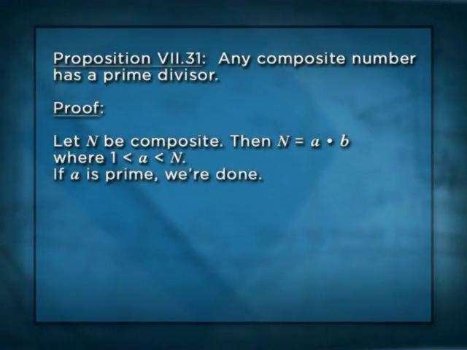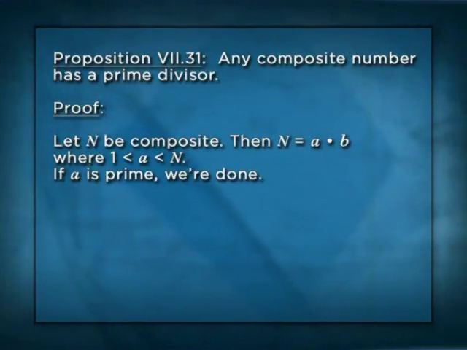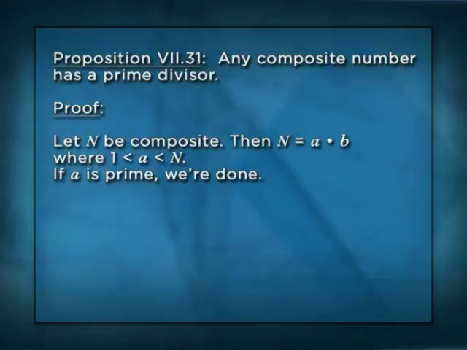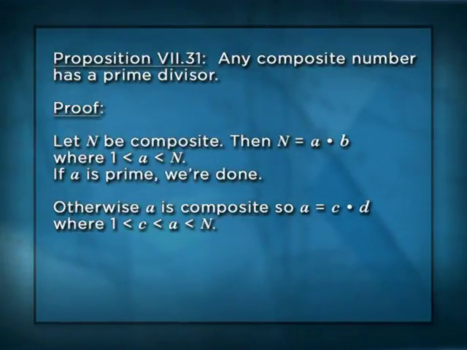Now, Euclid says if a is a prime, then we're done. What am I trying to show? Any number n has a prime divisor. If a is a prime, it's certainly a divisor. You got it. So then we're finished. But maybe it isn't a prime. There's no guarantee. If it isn't a prime, then a is a composite.